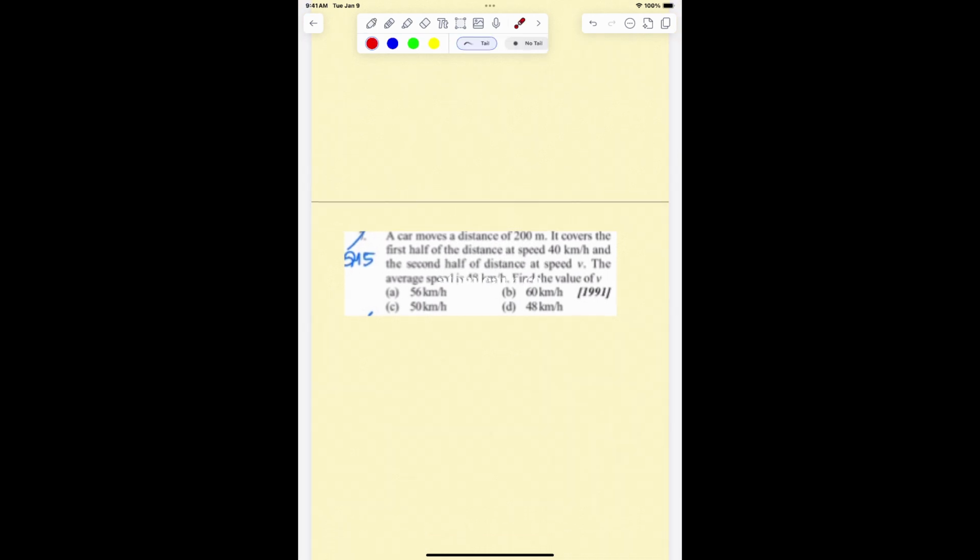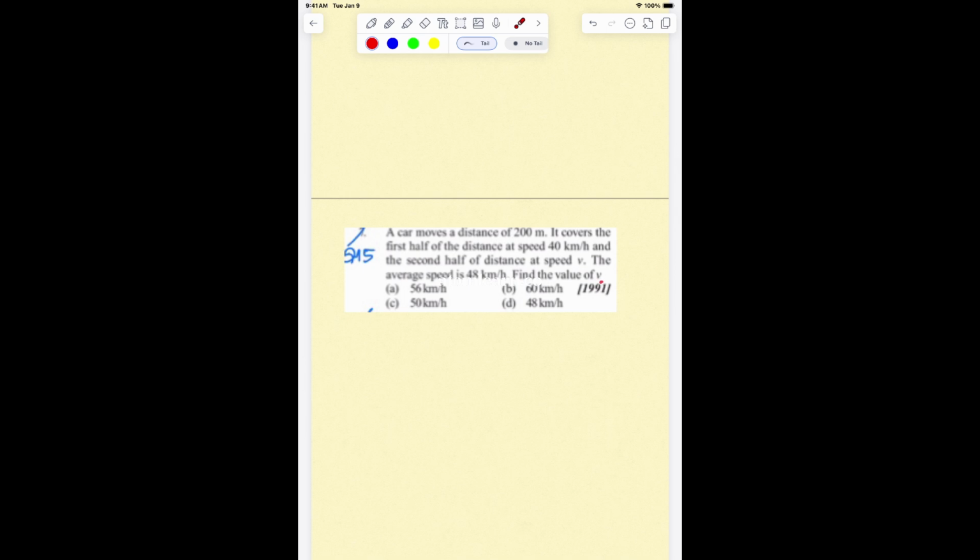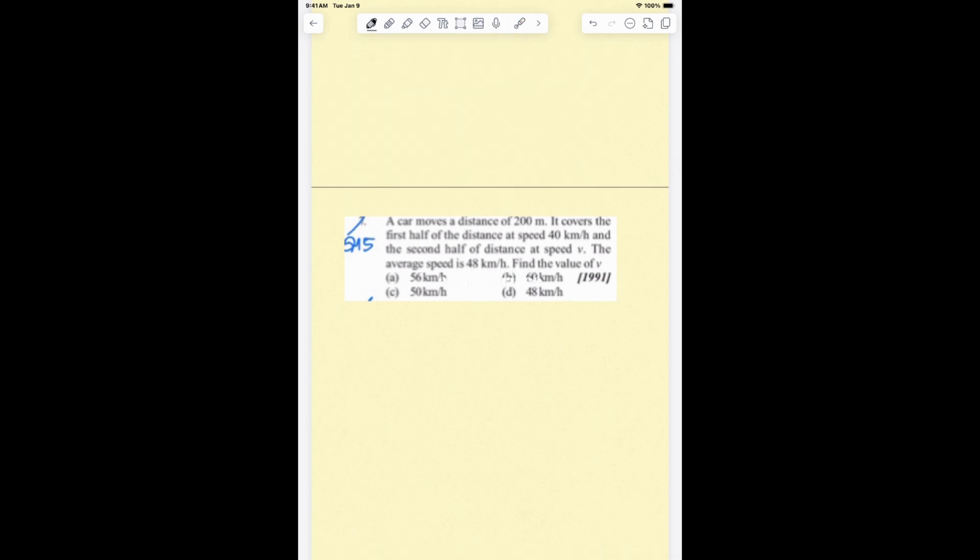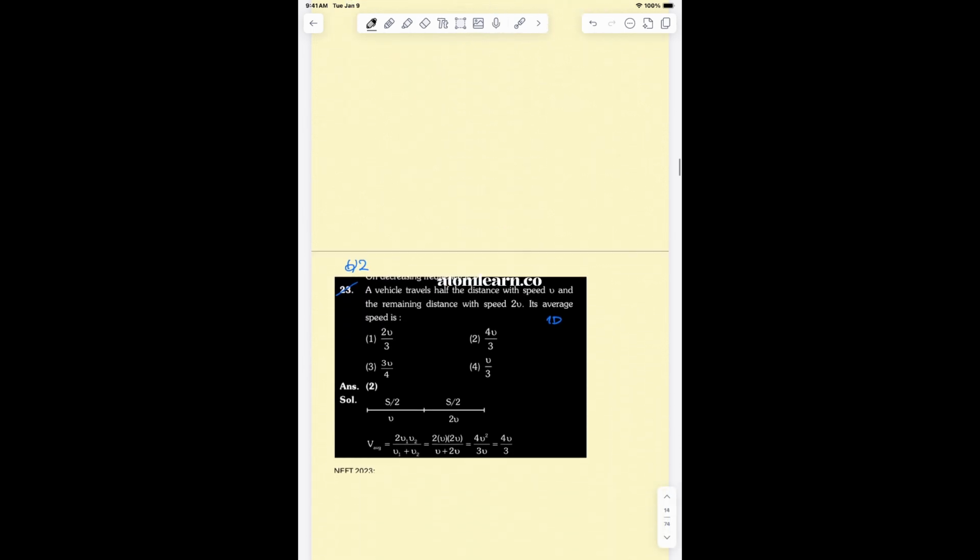A car moves a distance of 200 meters. It covers the first half distance at 40 km per hour, then the second half at v. Then the average speed is equal to 48. Find the value of the second part velocity. Now it's nothing but a reverse kind of problem, because you are given 1 by 48 equal to 1 by 40 plus 1 by unknown v for the second part. You have to solve for v. Simple stuff, you have to be able to do it.